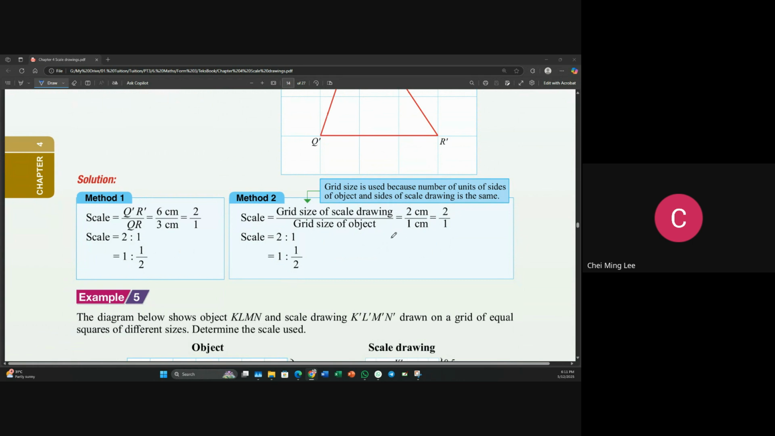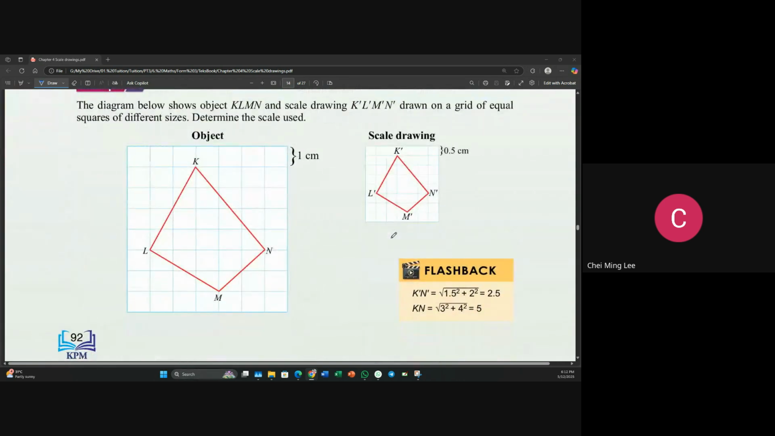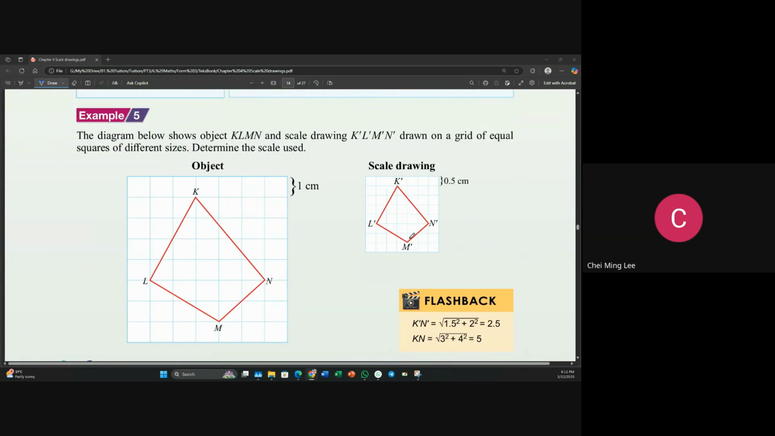Okay, can you understand? All right, now for this one, next. Okay. For this one, try this. Try this one.